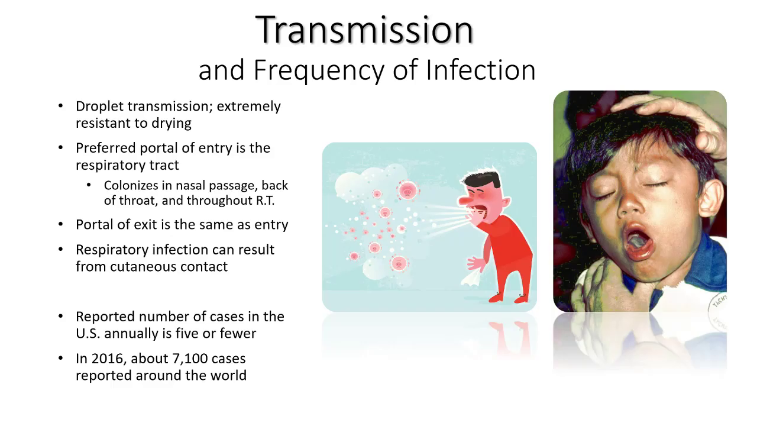Transmission and frequency of infection. Diphtheria is most commonly spread via droplet transmission. So someone infected with the bacterium who coughs or sneezes can expel the bacterium into the air, where someone else can breathe it in and become infected. The droplets are extremely resistant to drying, so it just gives it more virulence there. The preferred portal of entry and exit is the respiratory tract.